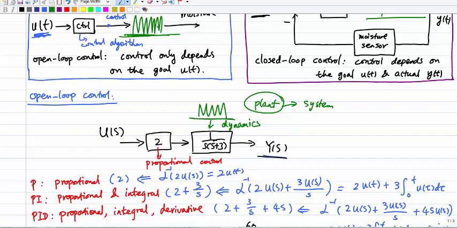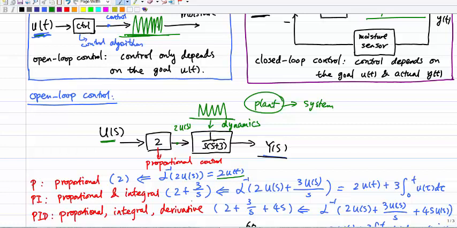So P control is basically proportional. What happens is the output only depends on the input, and you give a proportional gain. You just scale up and down. Of course, the proportional gain can also be negative. So why is this proportional gain 2? Because if I give you u of s, the result here is 2 u of s. If I do the inverse of that, it gives me 2 u of t, which means if my input is u of t, the result becomes twice that. Of course it's proportional to the input I have. So this is called proportional.